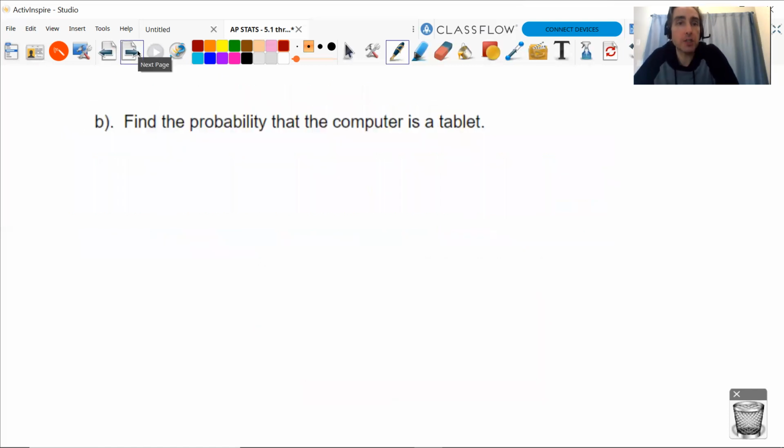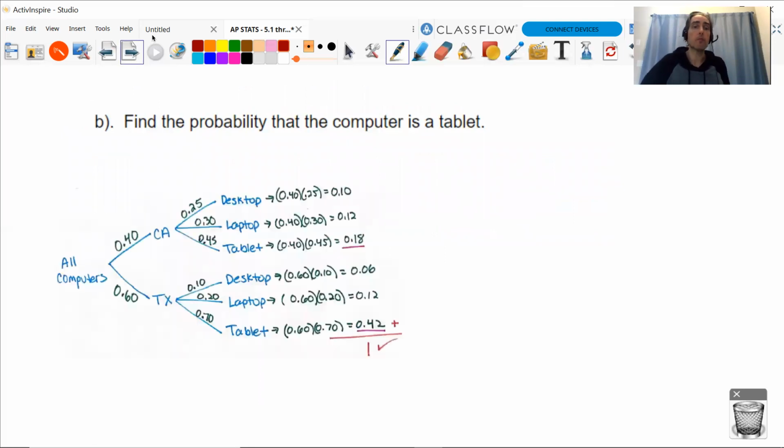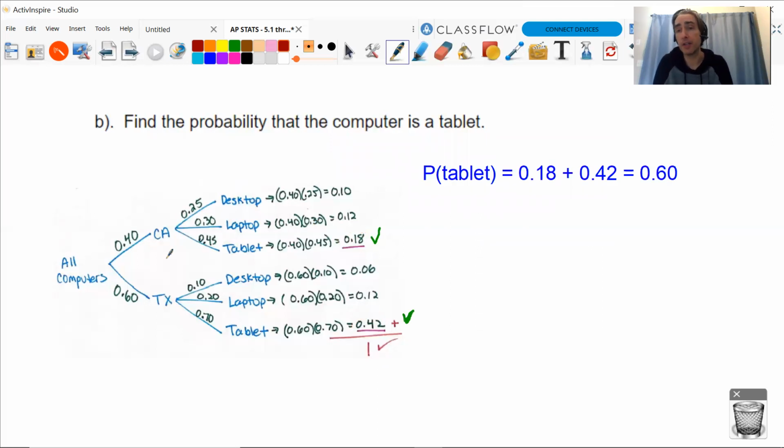Now let's answer the following questions. Find the probability that the computer is a tablet. Well, let's look at our tree diagram. We have 2 scenarios where the computer is a tablet. Whether it comes from California or Texas, we got 18% of the computers from California being tablets, 42% of the computers from Texas being tablets. Together, I'm going to add those together. You're going to get 60%. So 60% overall of the computers happen to be tablets, 0.18 plus 0.42.